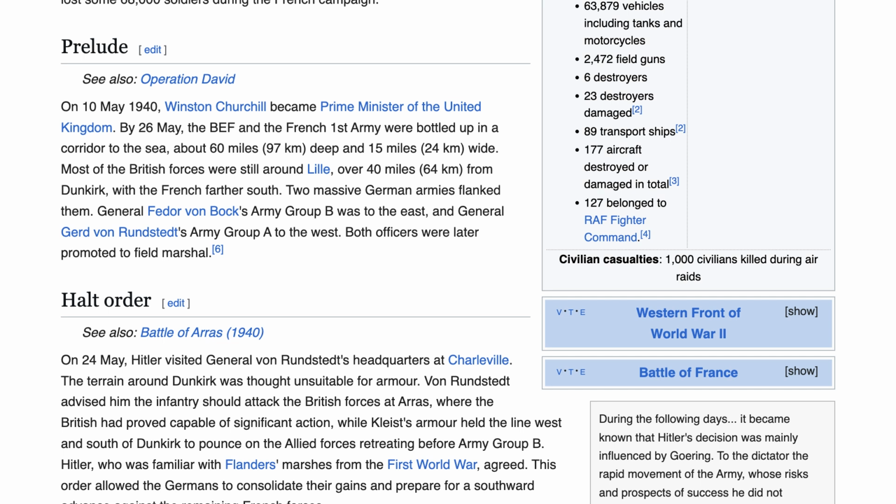Prelude. On the 10th of May 1940, Winston Churchill became Prime Minister of the United Kingdom. By the 26th of May, the BEF and the French First Army were bottled up in a corridor to the sea, about 60 miles, 97 kilometers, deep and 15 miles, 24 kilometers, wide. Most of the British forces were still around Lille, over 40 miles, 64 kilometers, from Dunkirk, with the French farther south. 2 massive German armies flanked them. General Fedor von Bock's Army Group B was to the east, and General Gerd von Rundstedt's Army Group A to the west. Both officers were later promoted to Field Marshal.